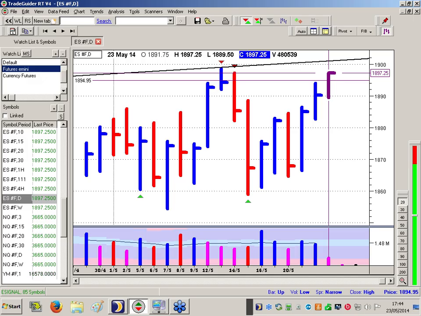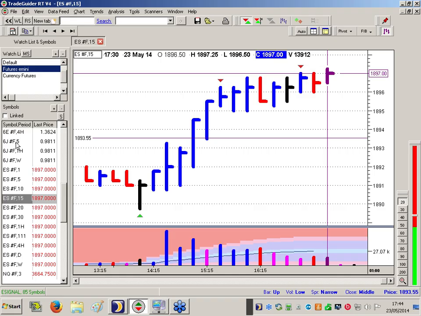That's a daily chart. It's pushing up, look. There's the top trend line. Now that's the 15-minute, we were looking at that.